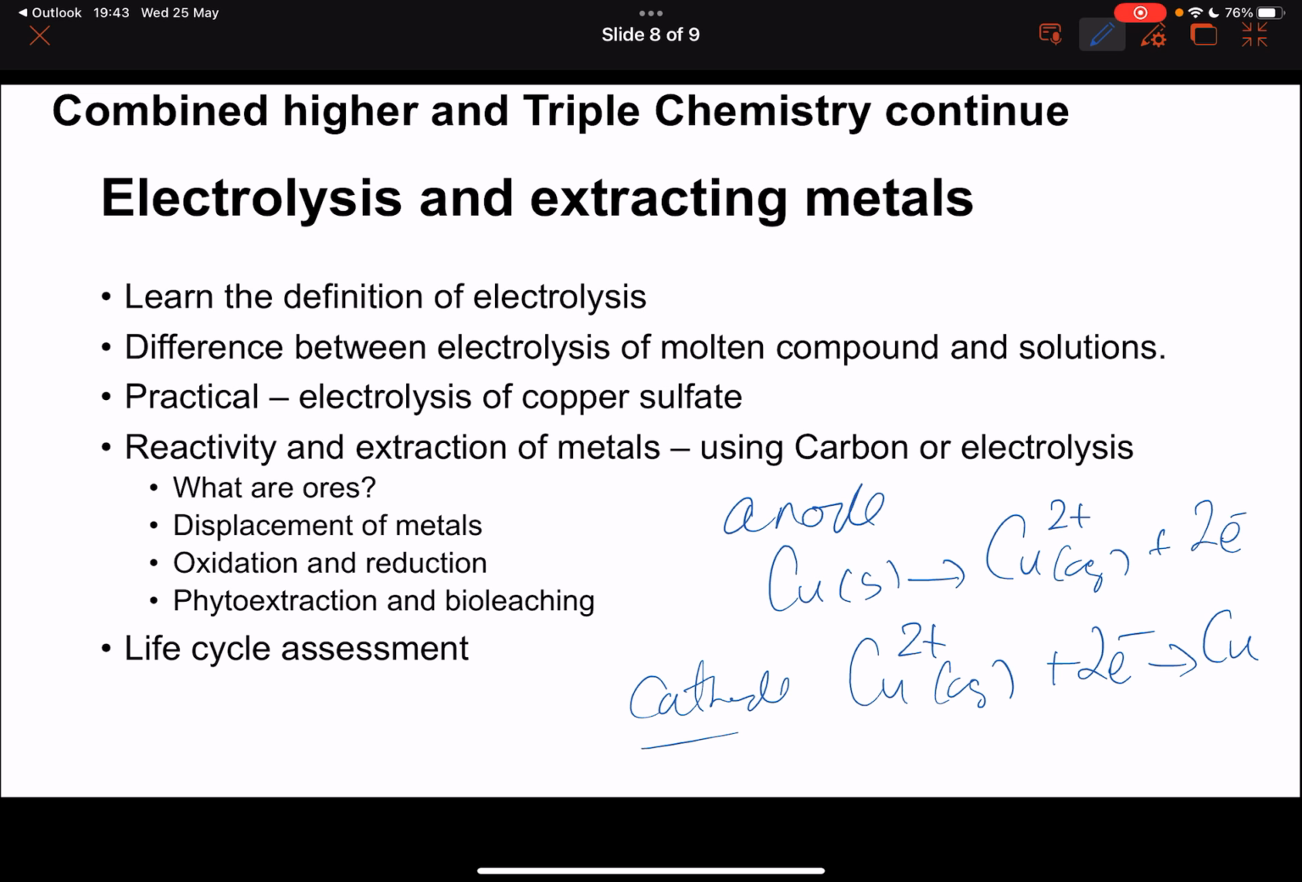In terms of reactivity of metals, group 1 metals are at the top of the reactivity series, gold, silver, copper at the bottom of the reactivity series. In the middle you've got zinc and iron.